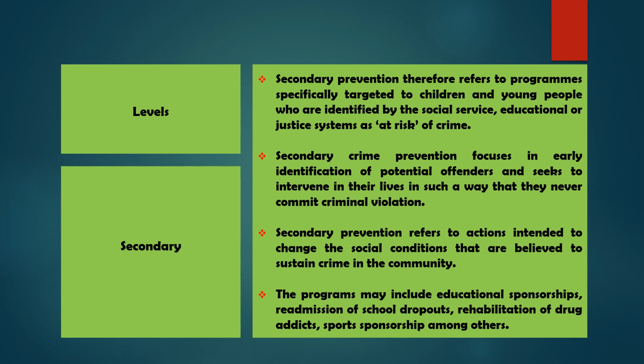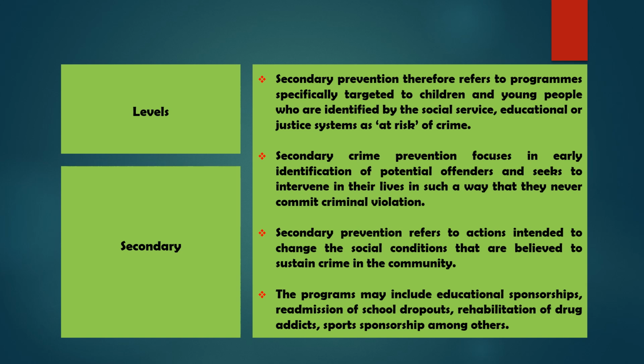Secondary crime prevention focuses on the early identification of potential offenders, and therefore it seeks to intervene in their lives in such a way that they never commit criminal violation. For instance, children who have dropped out of school, children who have lost their parents in a poor neighborhood, girls who give birth early before their rightful age have the potential of finding themselves engaged in crime, or children who live in households that are full of violence also have the potential of sliding into crime.